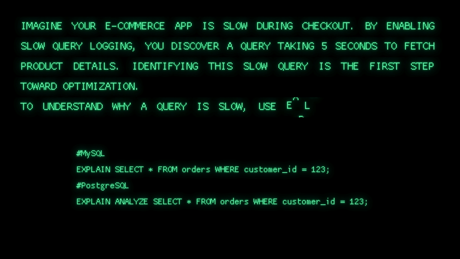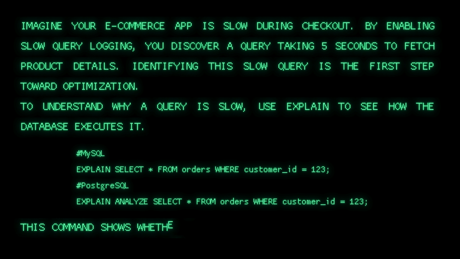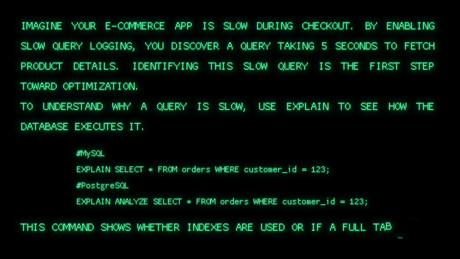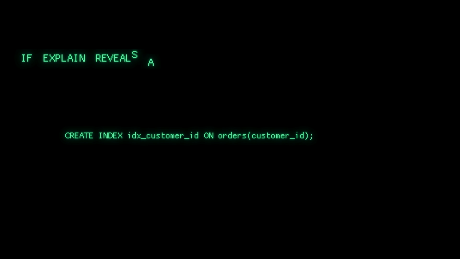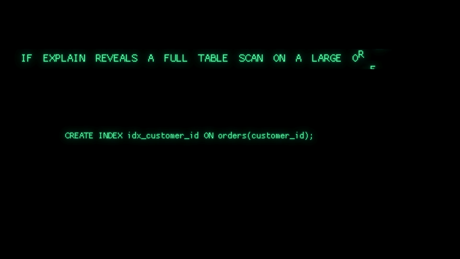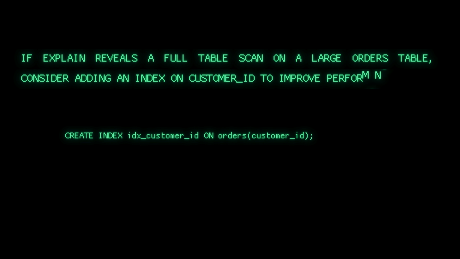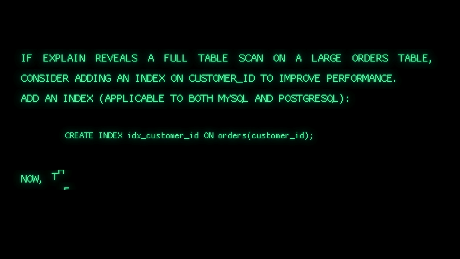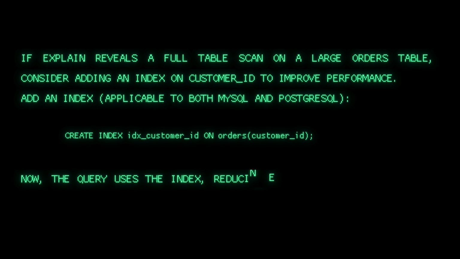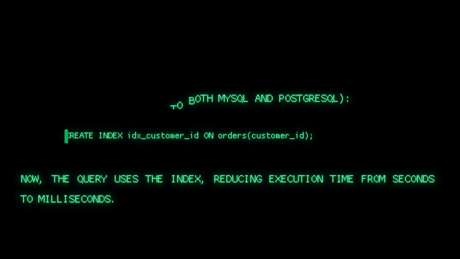To understand why a query is slow, use EXPLAIN to see how the database executes it. This command shows whether indexes are used or if a full table scan occurs. If EXPLAIN reveals a full table scan on a large orders table, consider adding an index on customer_id to improve performance. Add an index, applicable to both MySQL and PostgreSQL. Now the query uses the index, reducing execution time from seconds to milliseconds.